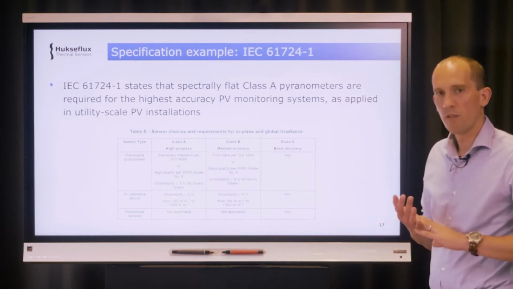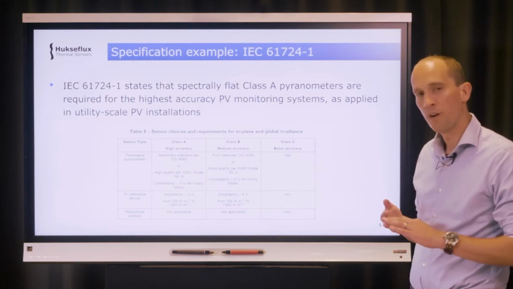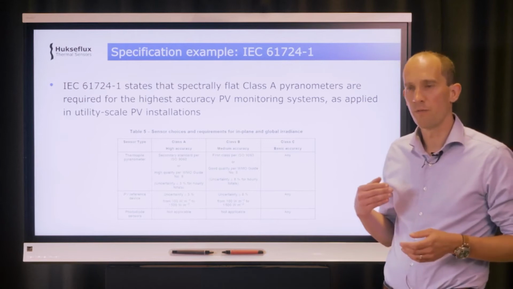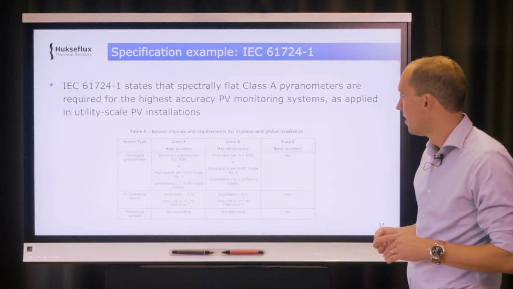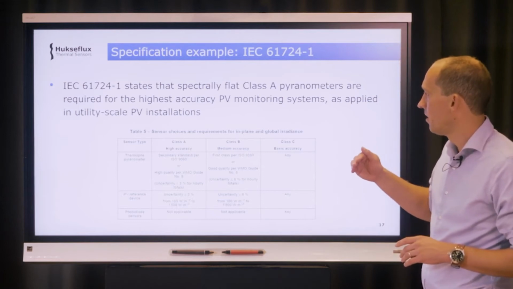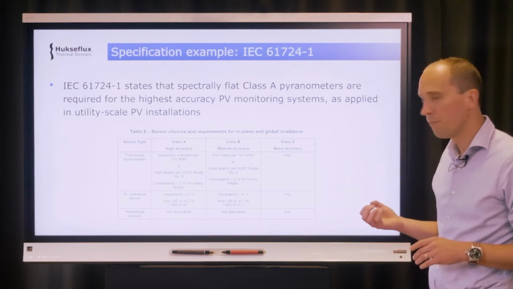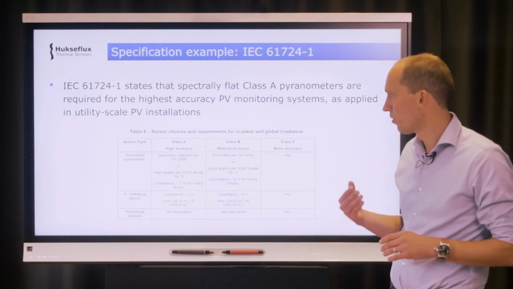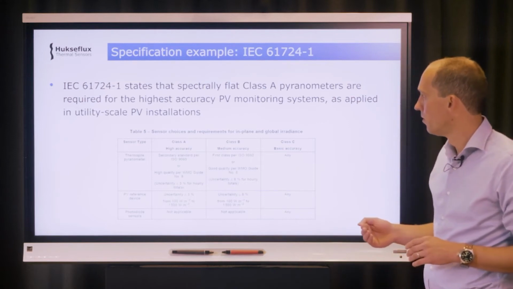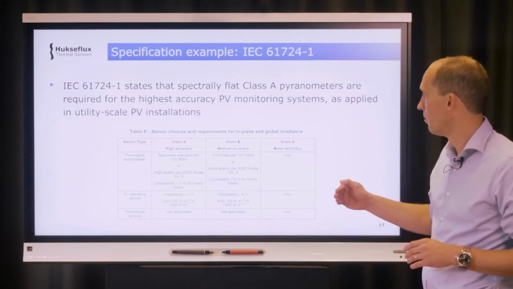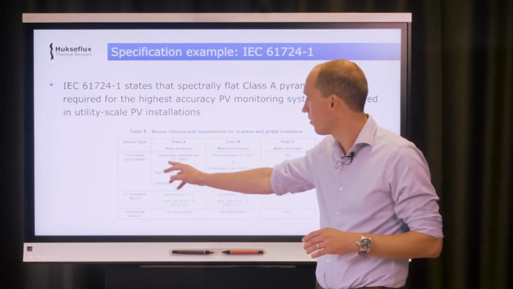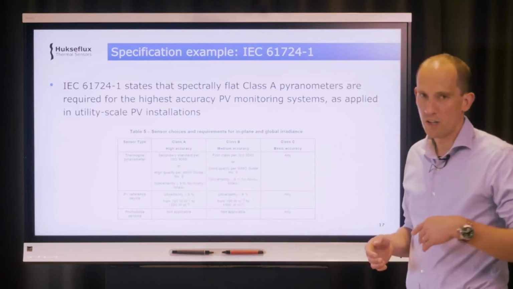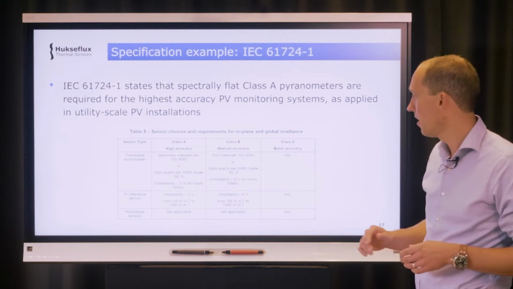So take, for example, standard IEC 61724, which is a standard from the International Electrotechnical Commission on how you should monitor photovoltaic power plants. And they specifically state that if you have a very high accuracy system, like the one you would have in a commercially viable utility scale installation, you require a high accuracy PV monitoring system, and it basically tells you to use a secondary standard thermopile pyranometer for this system. Or nowadays we would say a spectrally flat class A.